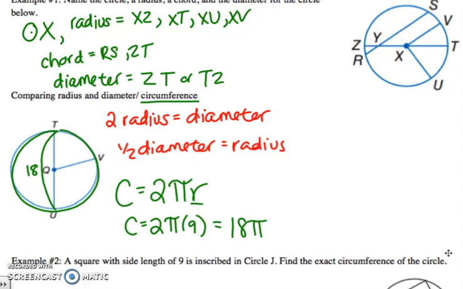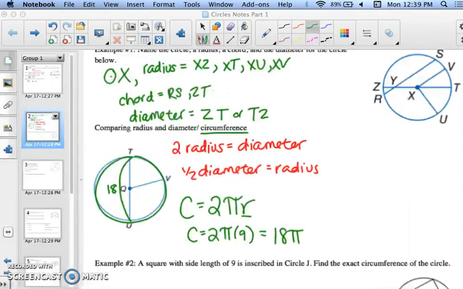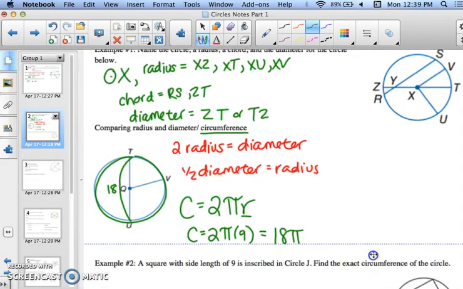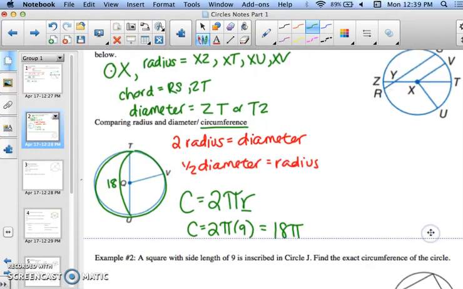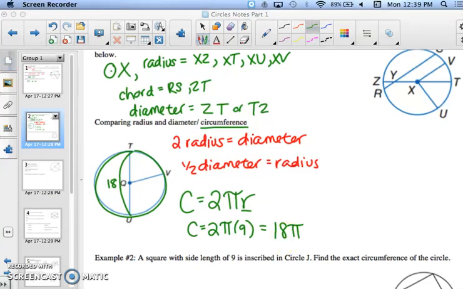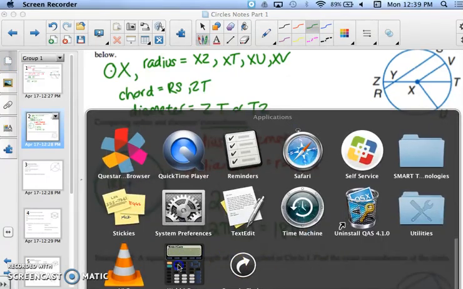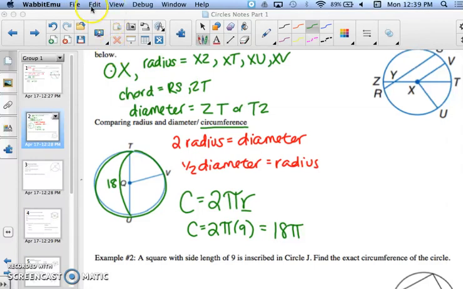Now again, pi is just a number. Pi is 3.141592, yada yada, which is why I have a tattoo of it. But if it wants to know the exact answer, you could say 18 pi. Or if you want to know a decimal, you can type pi in the calculator, which I'll show you guys how to do.